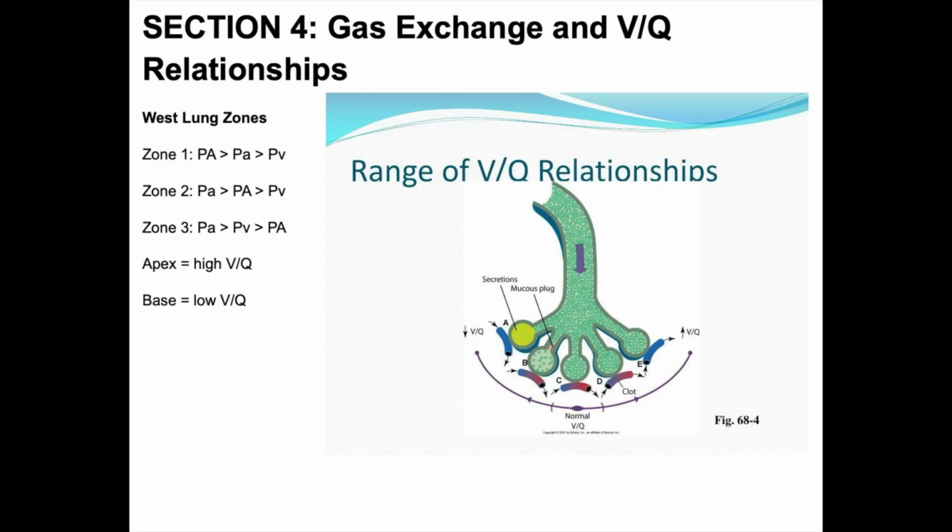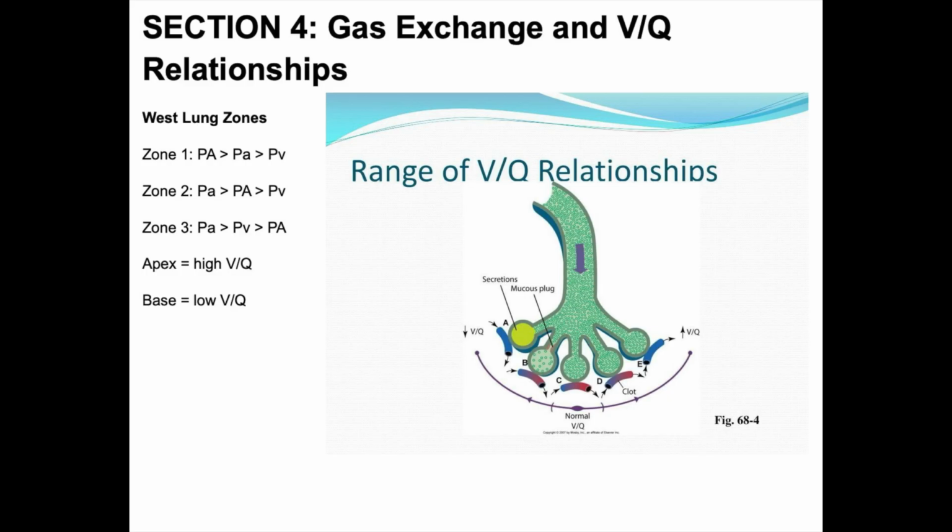Okay, so West lung zones are about pressure relationships. So zone 1, alveolar pressure exceeds arterial pressure. So capillaries collapse, minimal perfusion is occurring. Zone 2, arterial pressure exceeds alveolar pressure, but venous pressure is lower. Flow depends on arterial minus alveolar pressure. And then you have zone 3, which is where arterial and venous pressure exceed alveolar pressure. And this will cause continuous perfusion.